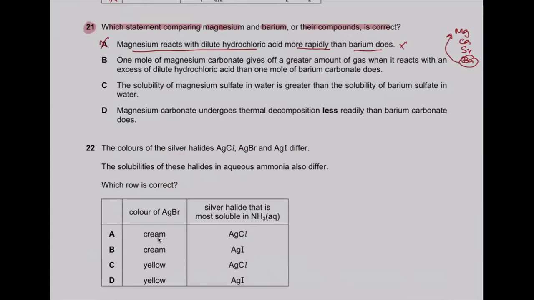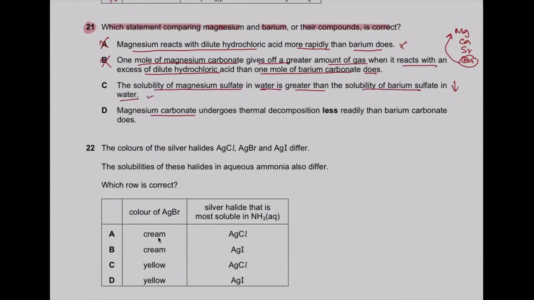1 mole of magnesium carbonate gives off a greater amount of gas when it reacts with excess dilute hydrochloric acid than 1 mole of barium carbonate does. No, when both react with the hydrochloric acid, both are in the same group, so both are going to produce the same amount of gas. So that is wrong as well. The solubility of magnesium sulfate in water is greater than the solubility of barium sulfate in water. Yes, when we move down the group, the group 2 sulfate solubility decreases. So it might be an answer.